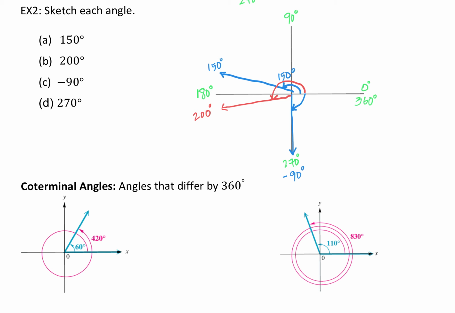And then if we look at D, D is already sketched because it's the quadrantal angle 270. So notice that the initial and terminal side for positive 270 degrees and a negative 90 degrees are the same. They have different angle measurements, but their initial and terminal sides are the same. They've just gone in different directions. And that's really important. Those are special angles. Those are what we call coterminal angles.